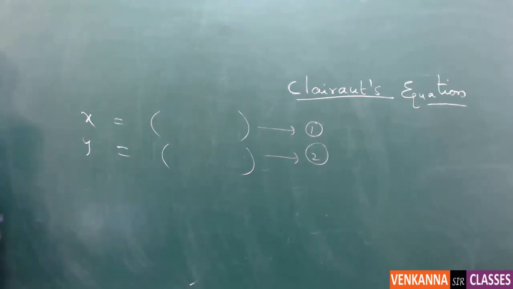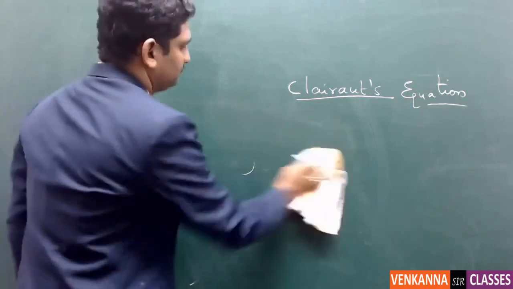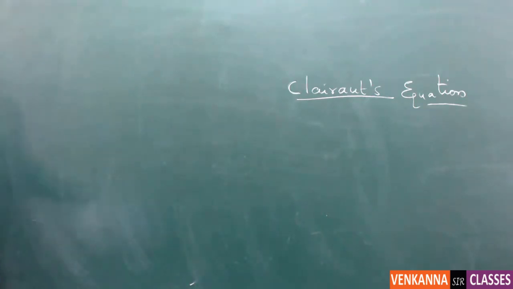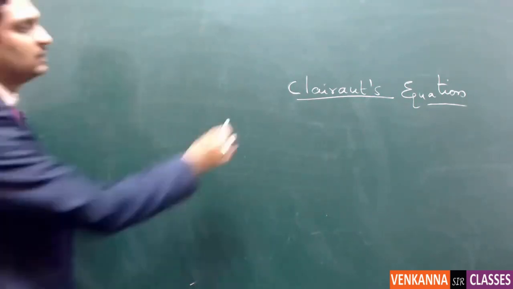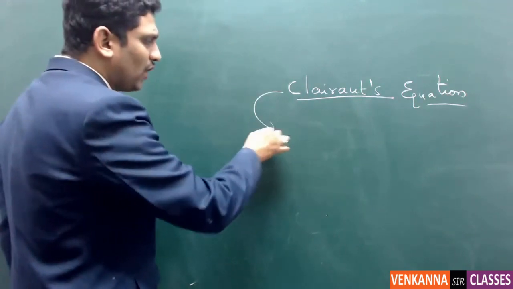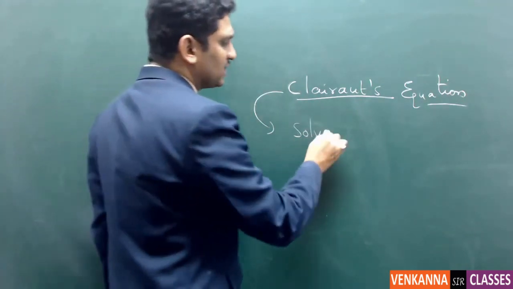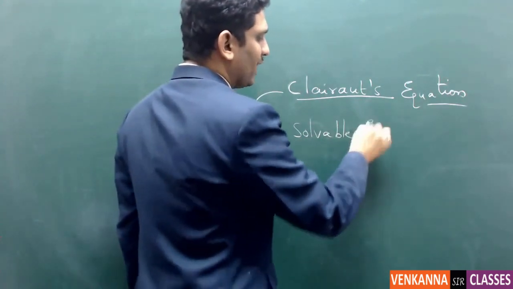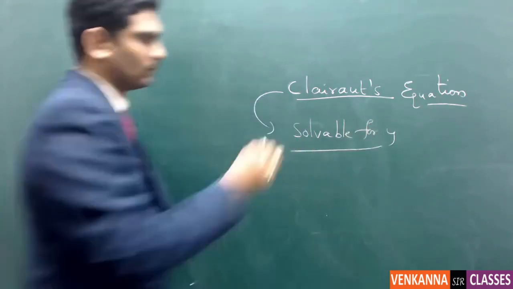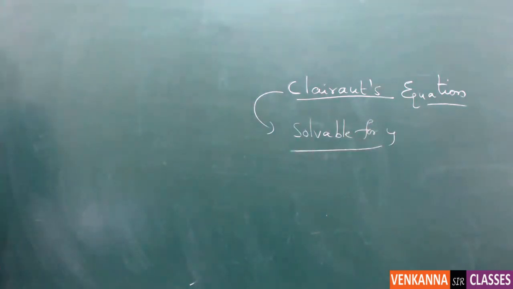Right. So please understand one thing, that Clairaut's equation is a form which comes under soluble for Y. So Clairaut's equation is just a special case of equations soluble for Y. Why are we calling it a special case?